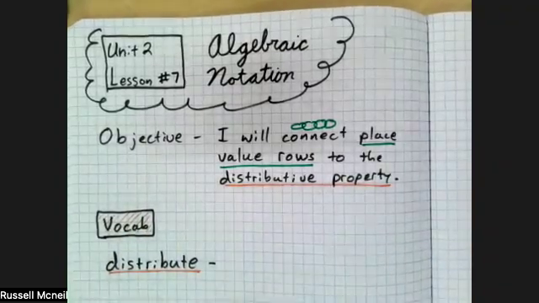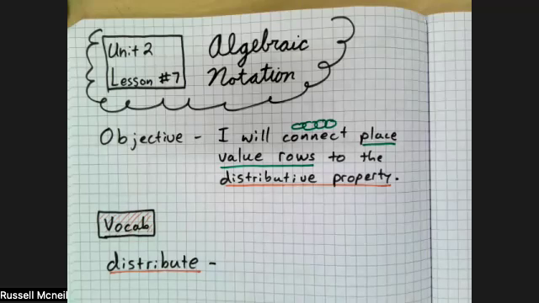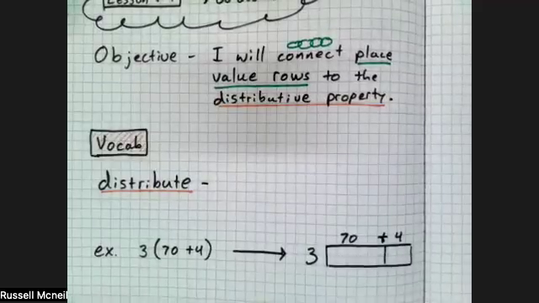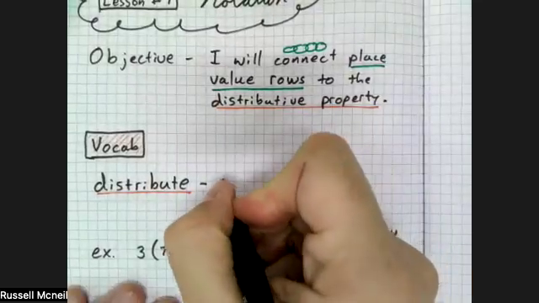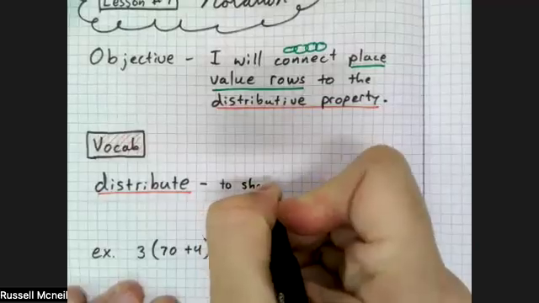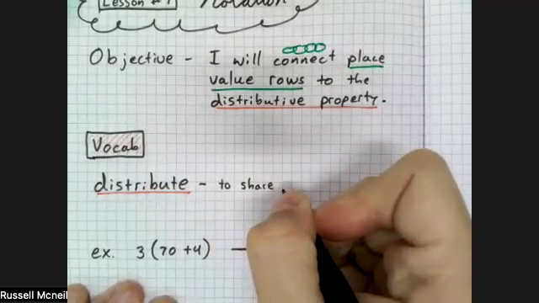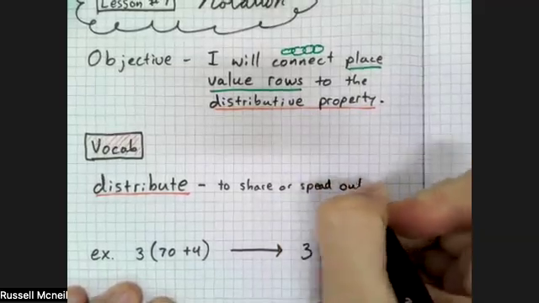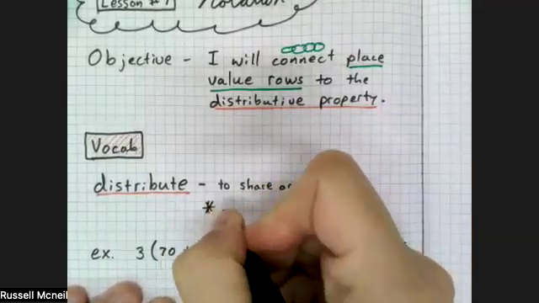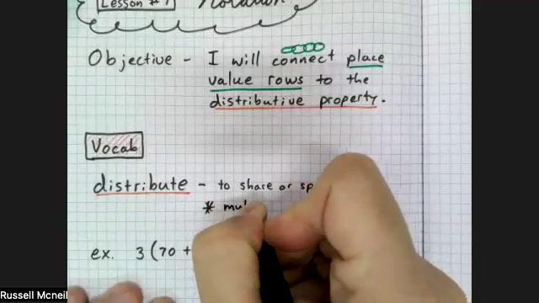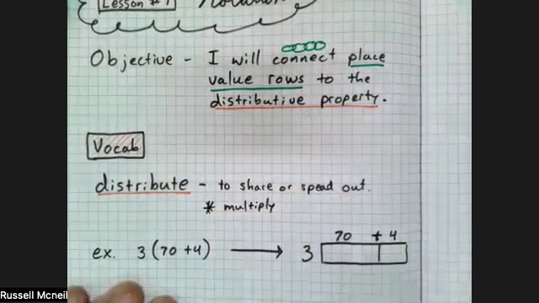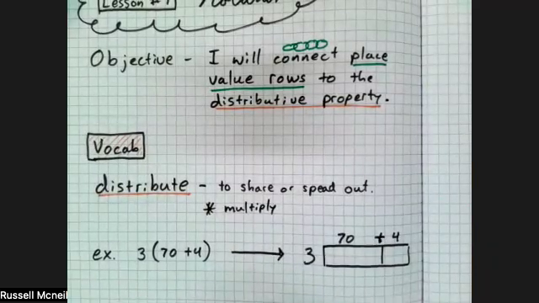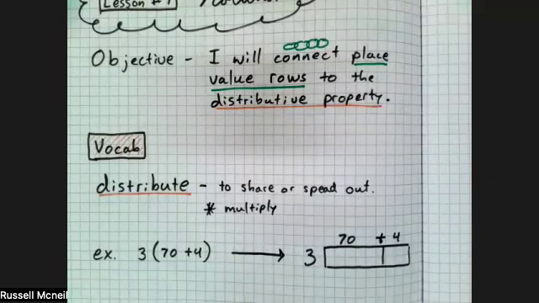Now, to distribute has a few meanings. We'll go over the common meaning plus the math meaning. I'm going to scroll down. To distribute means to share or spread out. Now, our math meaning is going to be multiply. Now, we're talking multiplying. That is how we are sharing or spreading out. And this is algebraic notation.